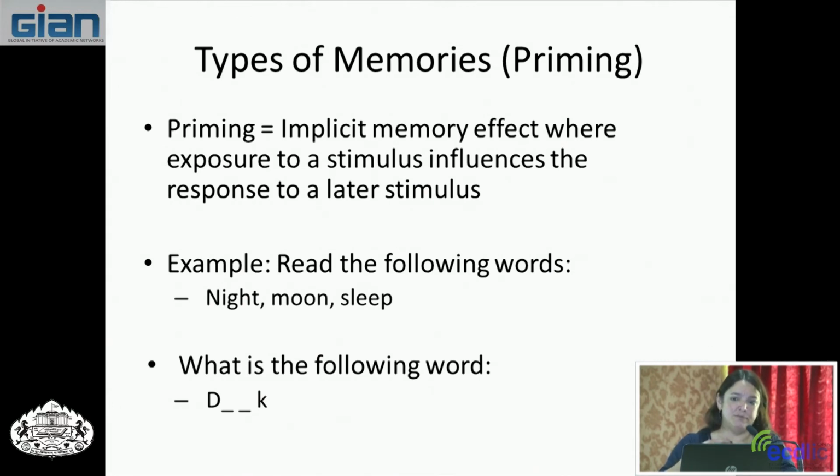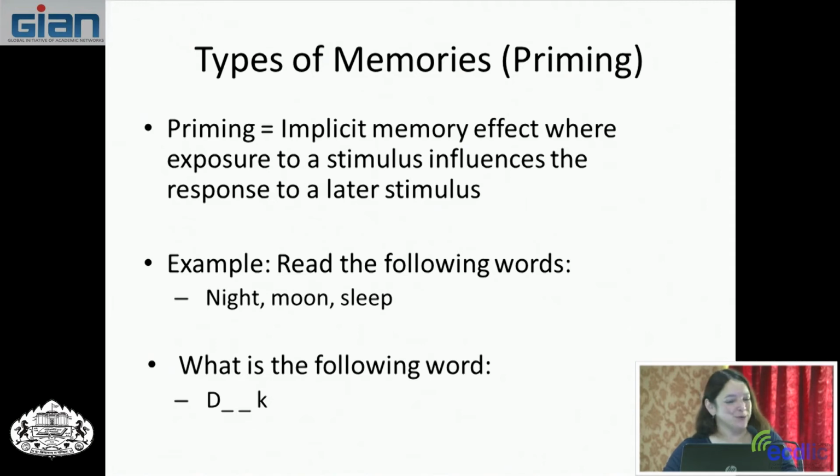Okay, this is a type of memory called priming. Priming is an implicit memory effect where exposure to a stimulus influences the response to a later stimulus. So for example, here we read the words night, moon, and sleep. Then we come to the bottom here, and what is the following word? What would you say that word is? Dark. Very good. Because we are influenced by the words that we just read: night, moon, and sleep.